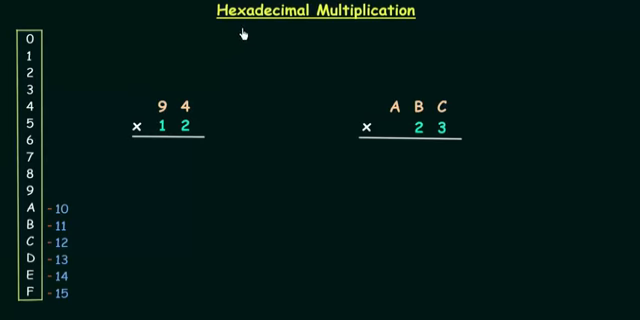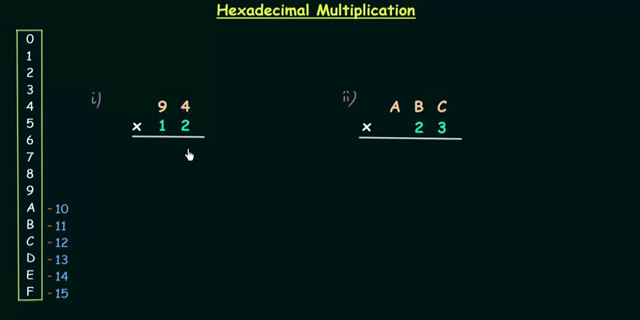In this lecture, we will learn hexadecimal multiplication. I have two problems. In the first problem, we have to multiply 94 by 12. First, I will multiply 94 by this 2, and then I will multiply 94 by this 1. And finally, we will add the results. So let's move to it.